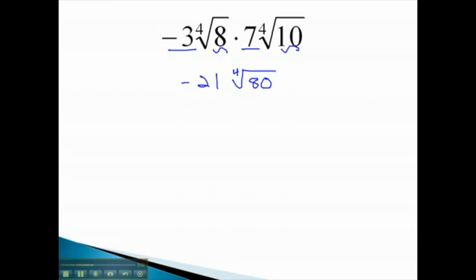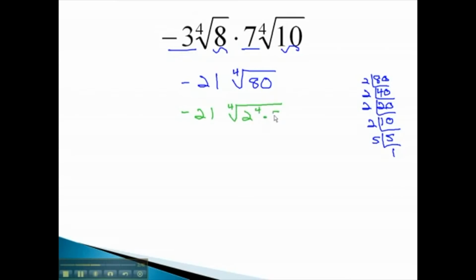Of course, before we call this our final answer, we must find the prime factorization of 80 to see if we can pull anything out of this root. 80 is divisible by 2 40 times, 2 20 times, 2 10 times, 2 5 times, and 5 1 time. We now have negative 21 times the fourth root of the prime factorization, or 2 to the fourth times 5.